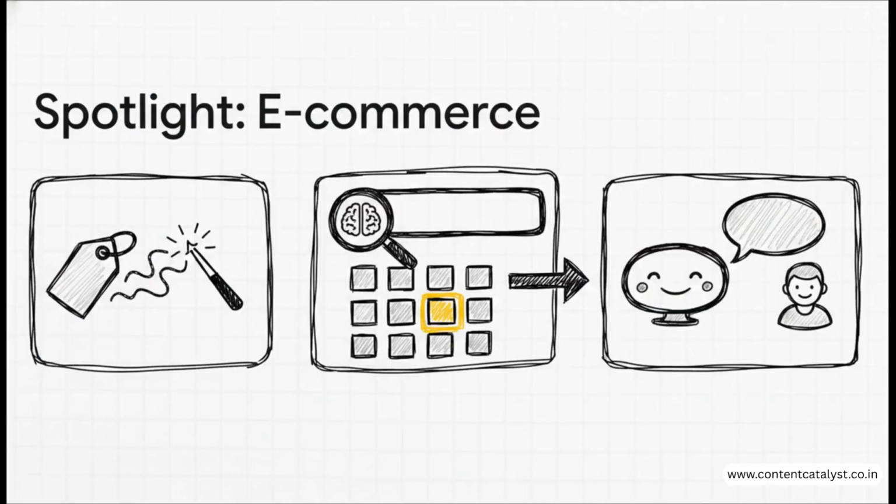Let's make this super concrete. Think about e-commerce. You could use this to automatically write amazing, compelling product descriptions for thousands of items in your catalog. Or you could build a search engine that's so smart it actually understands what your customers are looking for, not just the keywords they type. And maybe best of all, you could finally create a customer service chatbot that people don't hate talking to.